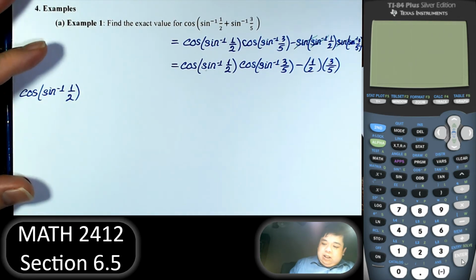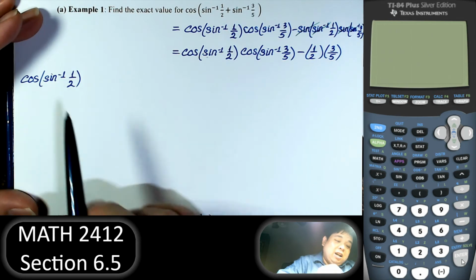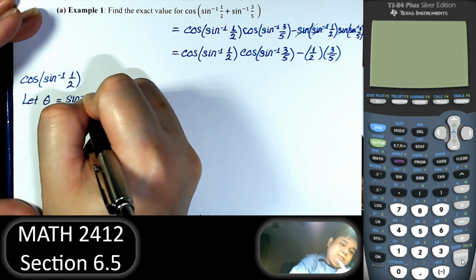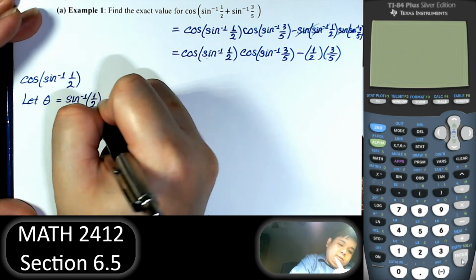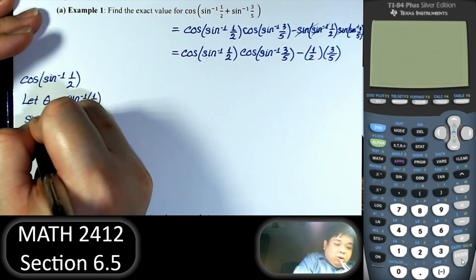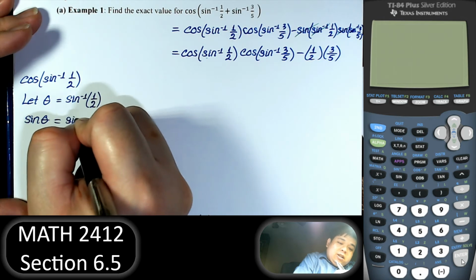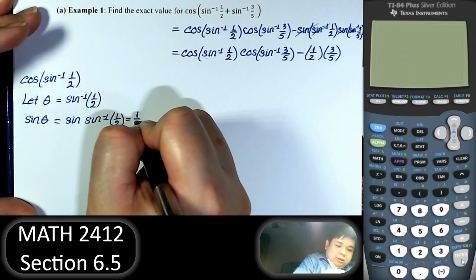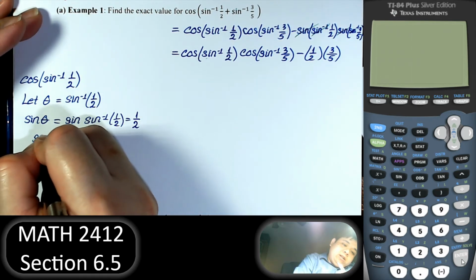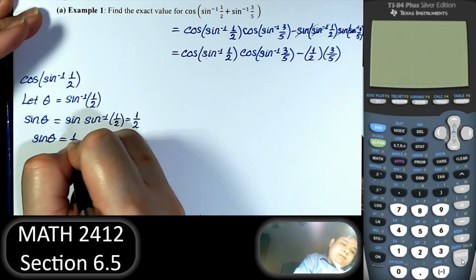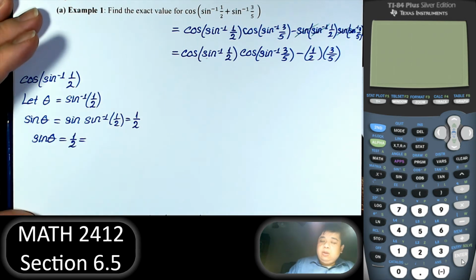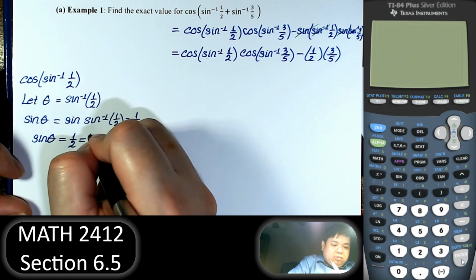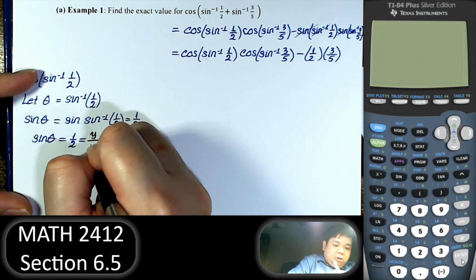Of course, we do this quite a lot. Sine inverse, let that be theta. Then we can take the sine on both sides because the sine will cancel the inverse, if it exists. So we have sine theta is equal to 1/2. Sine is opposite over hypotenuse, or y over r.